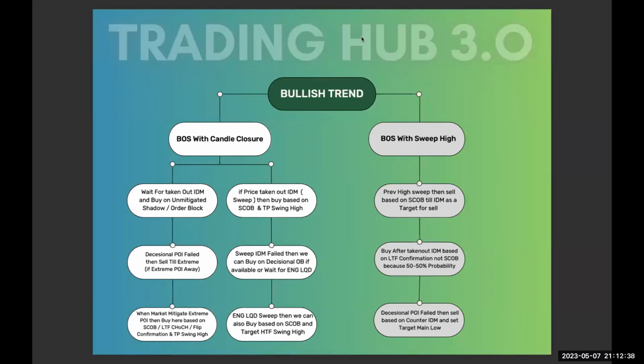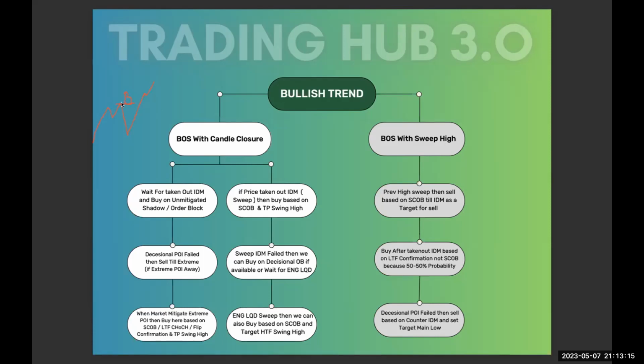This is our bullish trend, and this is a bullish diagram, a bullish trading plan, showing how you can deal in different situations. First thing is here when the market is bullish, right? When the market is bullish and everyone is looking for the buy, okay? And this one is our break of structure here. So when the market breaks structure, then you have to understand this break of structure with candle close or just a sweep of the high, right?